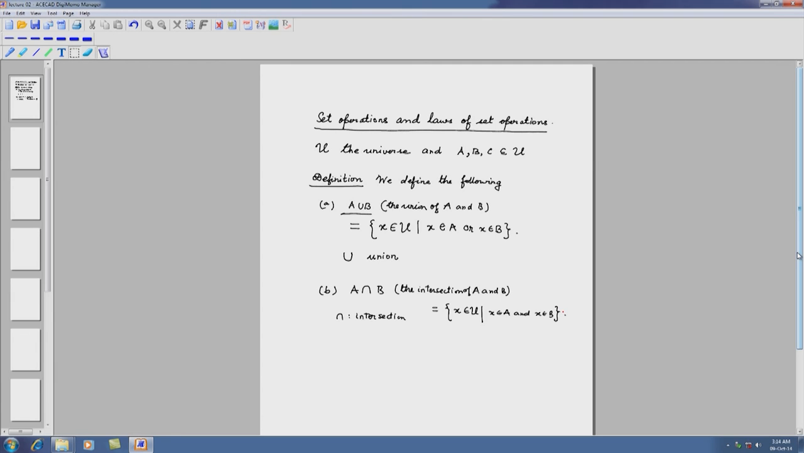At this point, I would like to mention a diagrammatic representation of sets proposed by John Venn, who lived between 1834 and 1923. The diagrammatic representation that he proposed is famous as Venn diagrams.